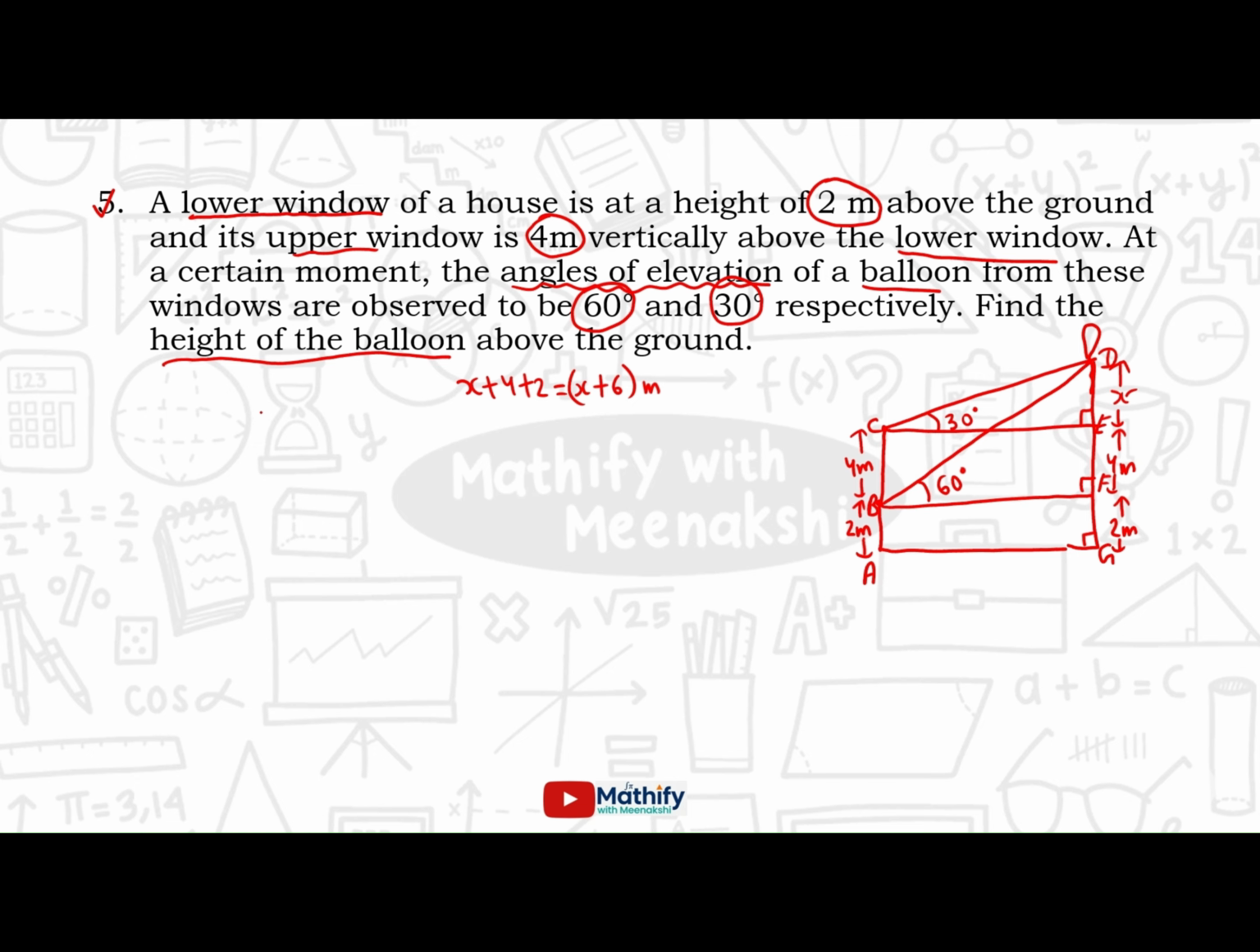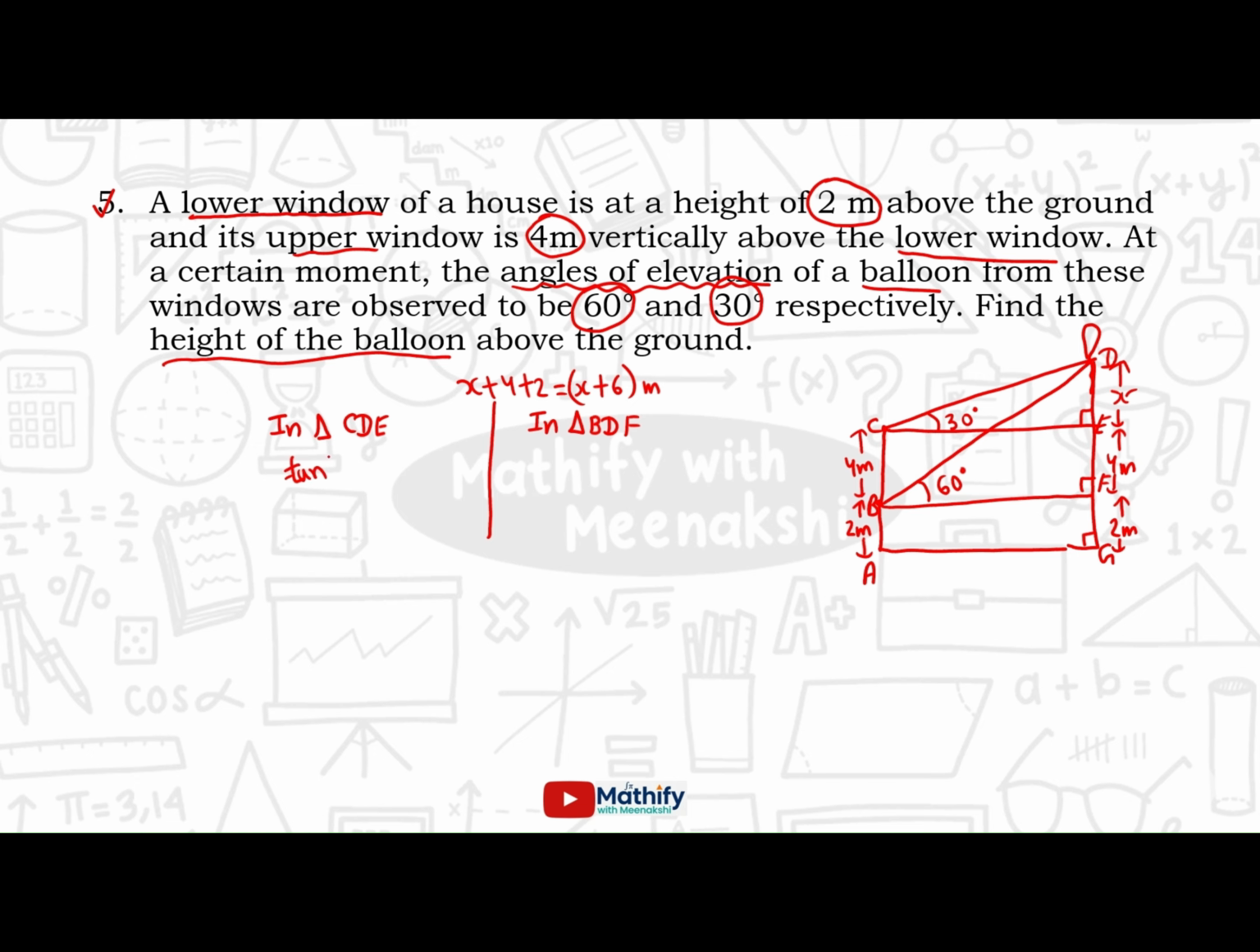Now let's select two triangles. One triangle we'll select for 30 degree and one triangle for 60 degree. For 30 degree, I'm selecting CDE. And for 60 degree, I am selecting BDF. So for 30 degree, you have to think which trigonometry ratio will be used. We have to find this perpendicular, so we have to use perpendicular. And you can see that in both triangles the base is the same. CE is equal to BF. So that's why we'll use perpendicular and base. That means we'll use tan here.